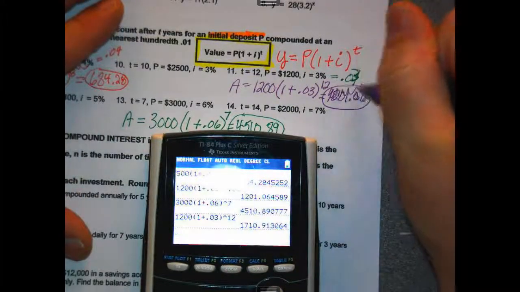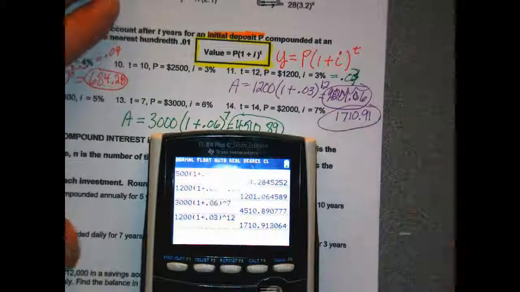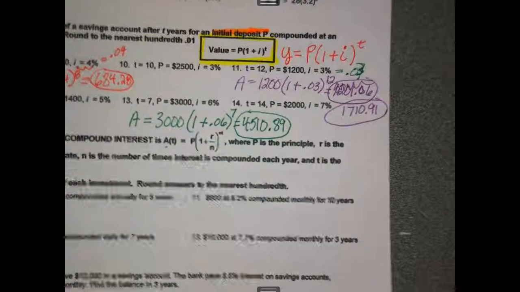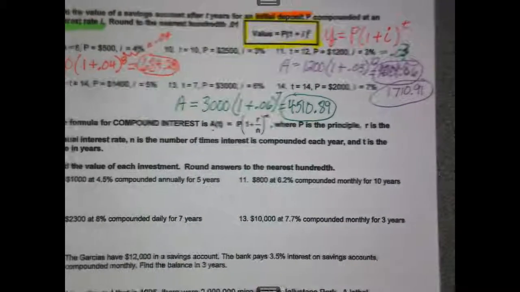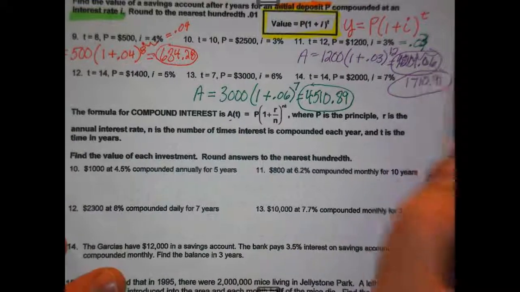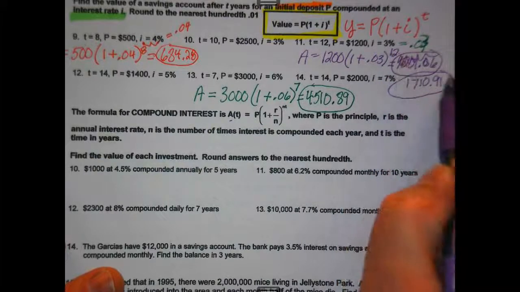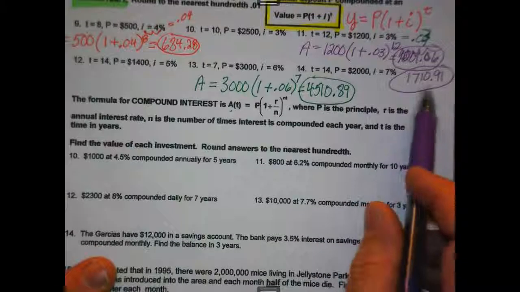I'm getting 1710.91. All right, compound interest. That's because it's been hard to hear me. Oh, I made a mistake. I put in 0.03 instead of 12. So the answer is 1710.91.